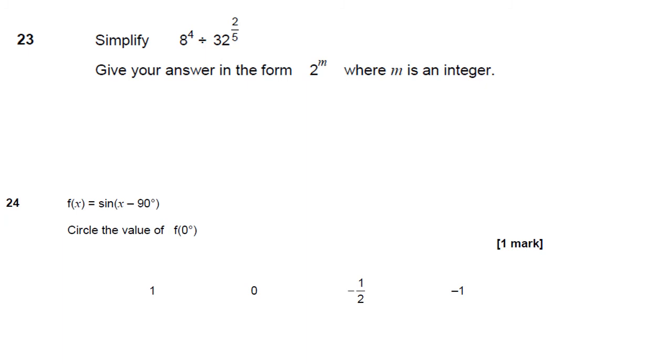So if you've managed to do that, well done. Right, let's finish the last few off. Simplify this expression: 8 to the power of 4 divided by 32 to the power of 2 over 5, giving your answer in the form 2 to the power of m. So 8 and 32 are integer powers of 2. So 8 is the same as 2 to the power of 3, 2 times 2 times 2 is 8. So rewriting this expression in powers of 2 like this. 32 is 2 to the power of 5.